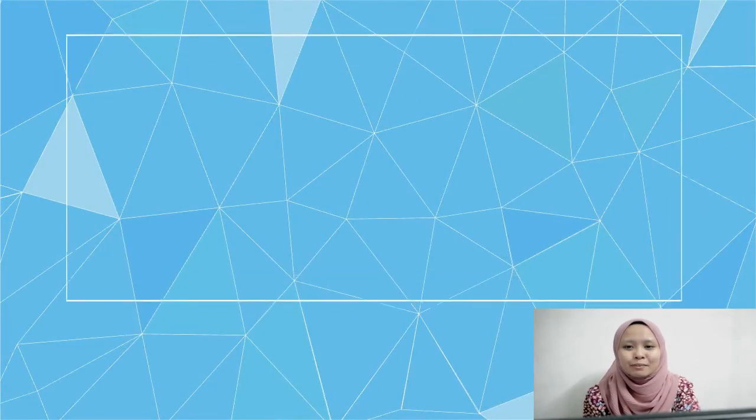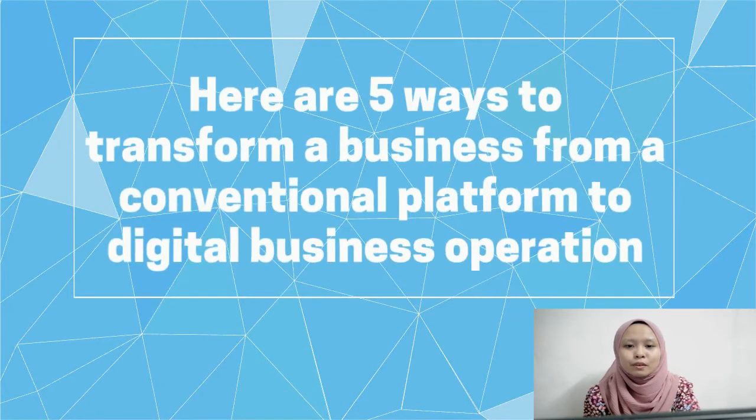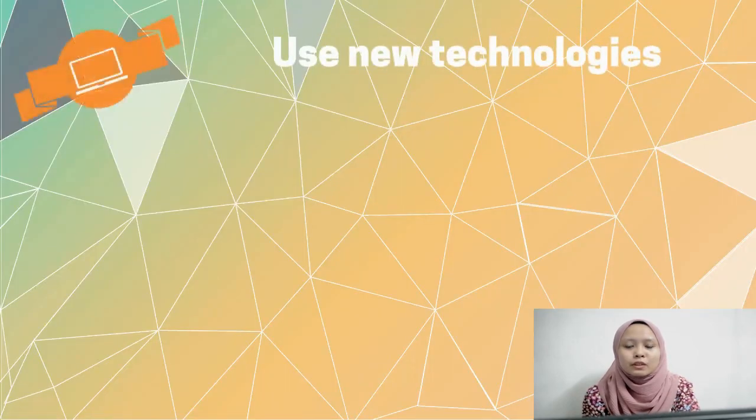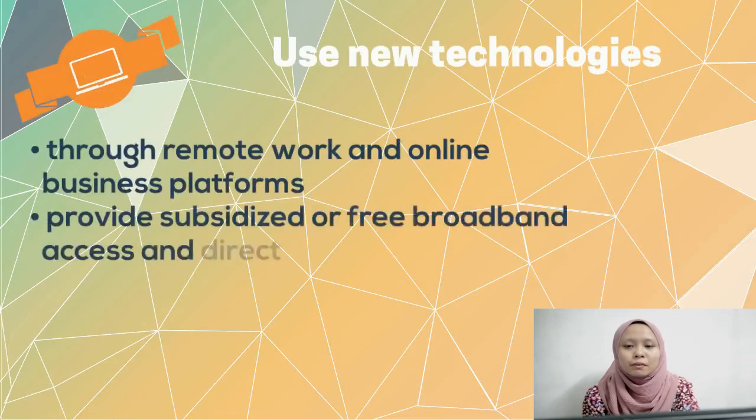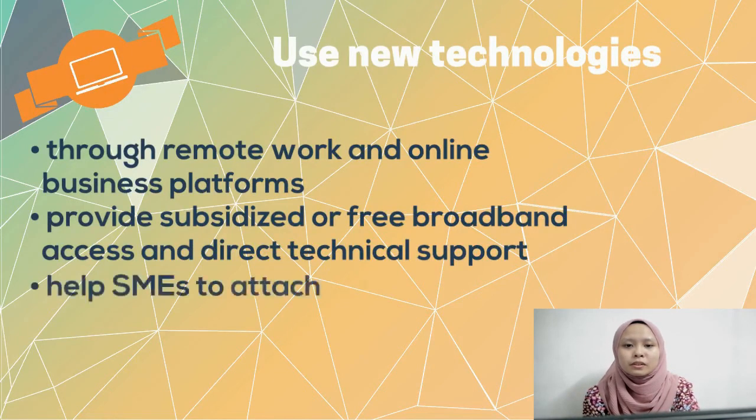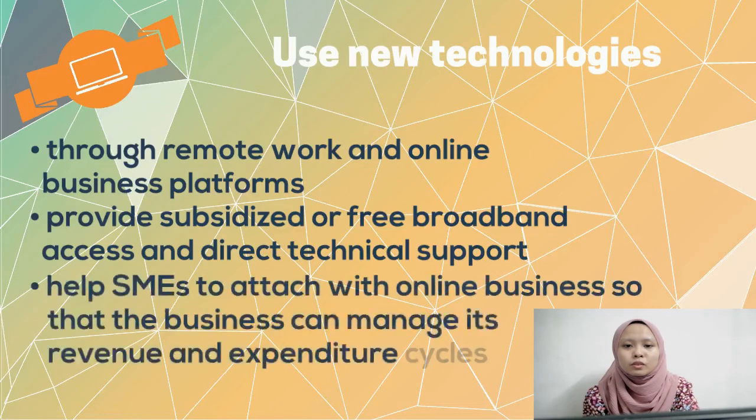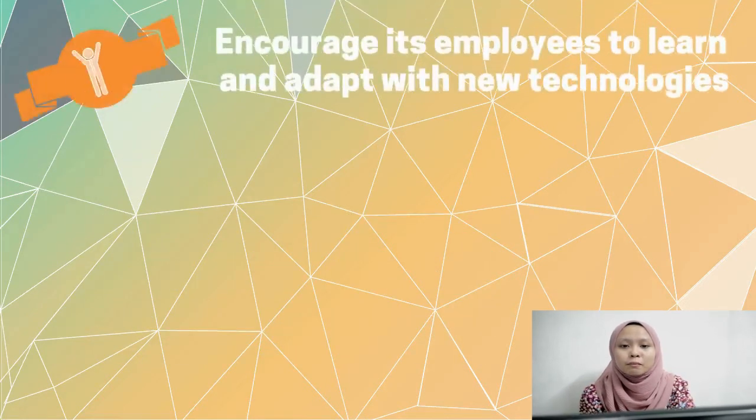Regardless of all those problems, here are 5 ways to transform a business from a conventional platform to digital business operation. The first way is by using new technology, for example, remote work and online business platforms. Subsidized or free broadband access and direct technical support will be provided to the SME. This may help SMEs to attach to online business so that the business can manage its revenue and expenditure cycle even during this pandemic. The second way is that SMEs should encourage their employees to learn and adapt to new technologies and online business so that their business can run efficiently.